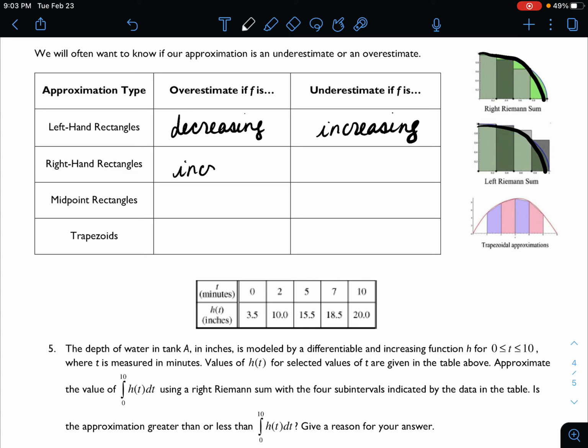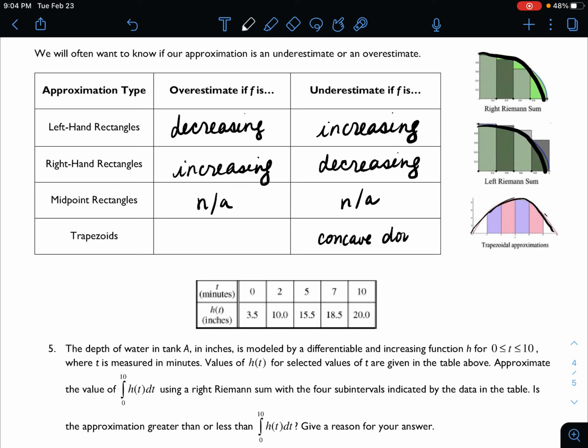That flips around for right-hand rectangles. Since midpoint rectangles are usually under and over the graph at the same time, we actually cannot determine if they are an underestimate or an overestimate based on the graphical features. And for trapezoids, what we'll notice here, you can see these trapezoids are under approximating the curve, and that's because this curve is concave down. If my graph were concave up instead and I tried to draw a trapezoid on this interval, it would actually be an overestimate.